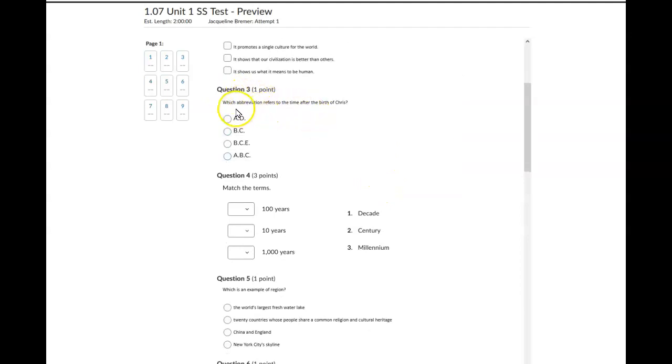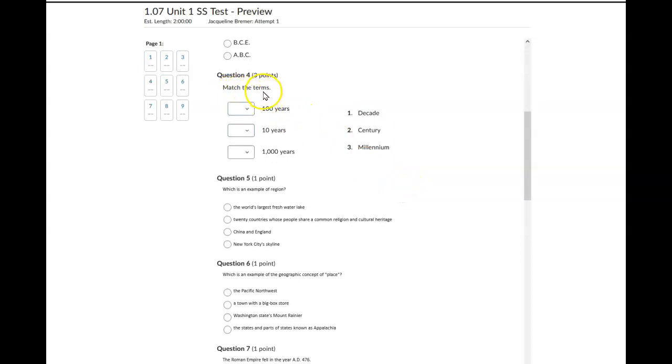Question 3. Which abbreviation refers to the time after the birth of Christ? After the birth of Christ. AD, BC, BCE, ABC.